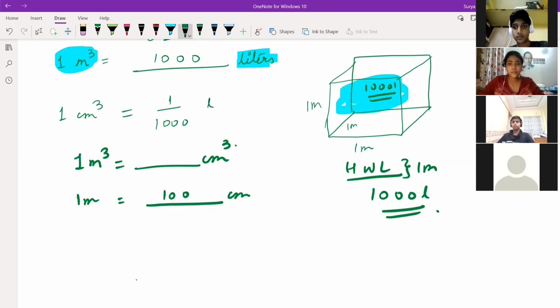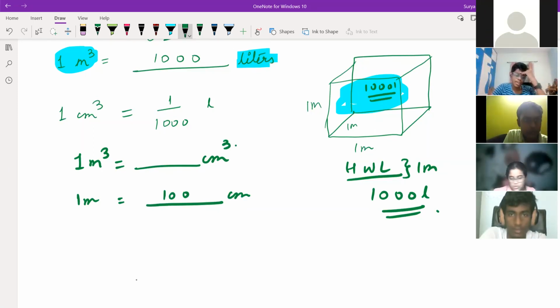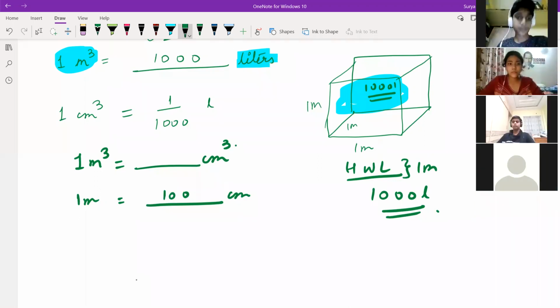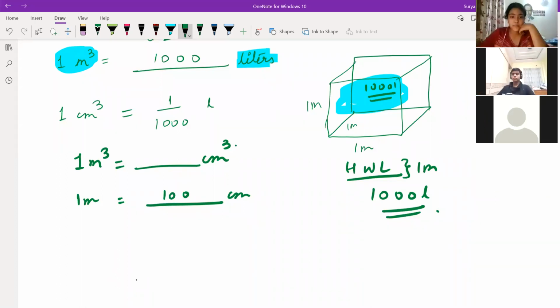Bhumika? 1000. I'm not sure. Okay. Sai Charan? Sir, is it 100 centimeter cube? No. Deepshikha? Sir, is it 10 lakh centimeter cube? Yeah, 10 lakh. See, if 100 is there, how many times is there?